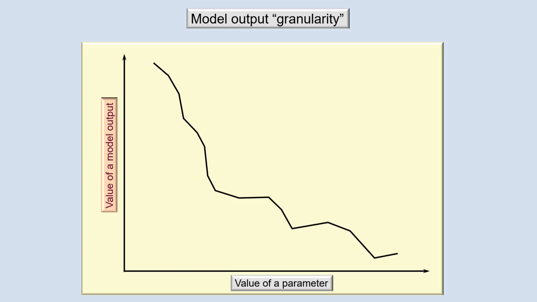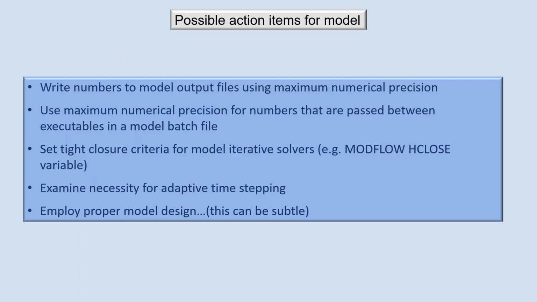There are things we can do with PEST that will give it some tolerance for this situation. But firstly, what are some of the things that I should look at with the model that I'm trying to calibrate? Well, a fundamental thing is this first point here. We should always ask a model to write numbers to its output files, if we have any control over this matter, using as many significant figures as it can.